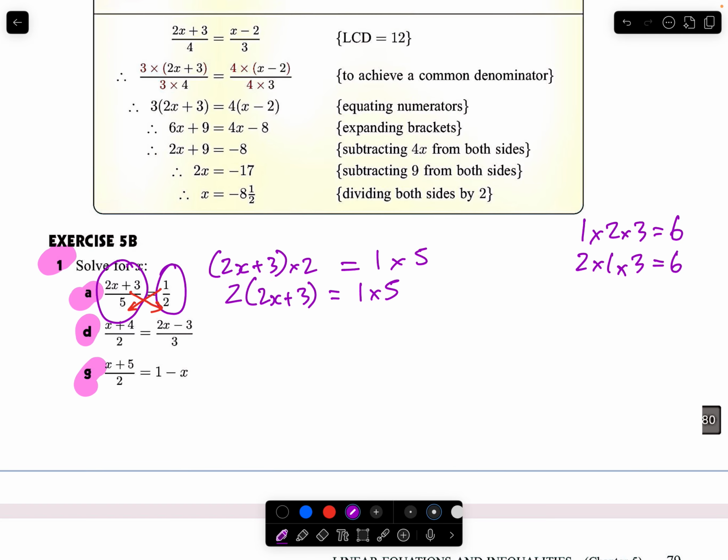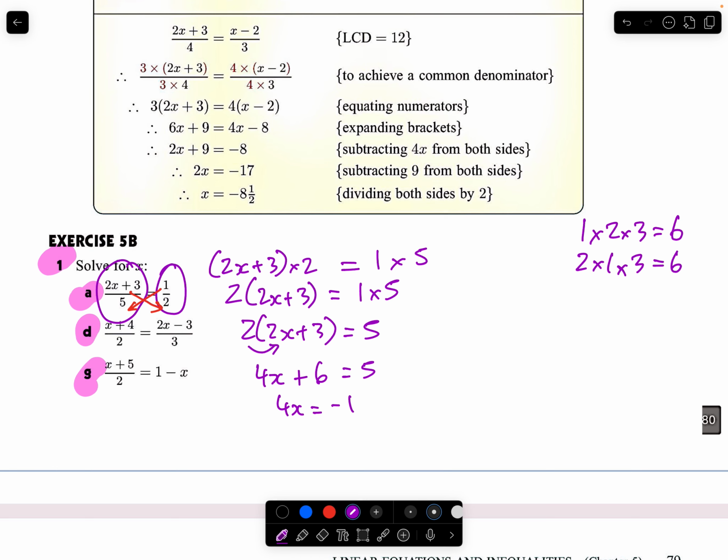So 2 bracket 2x plus 3 equals 1 times 5, which is 5. Expand these brackets. 2 times 2x is 4x, 2 times 3 is 6, equals 5. Now this is what you started off learning with me. The opposite of adding 6 is taking 6. 4x is equal to 5 take 6, negative 1.